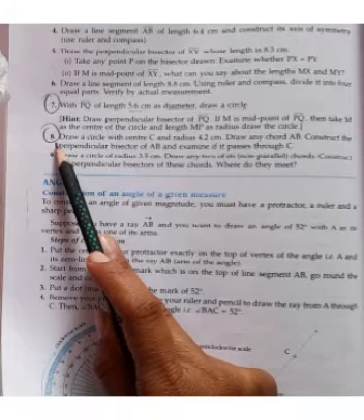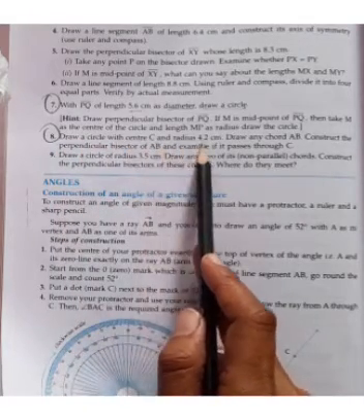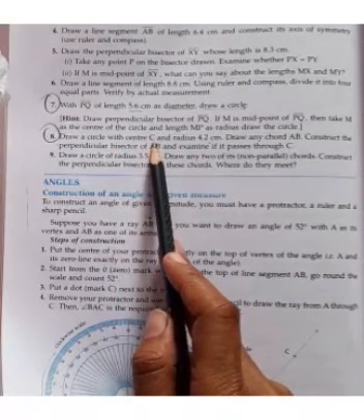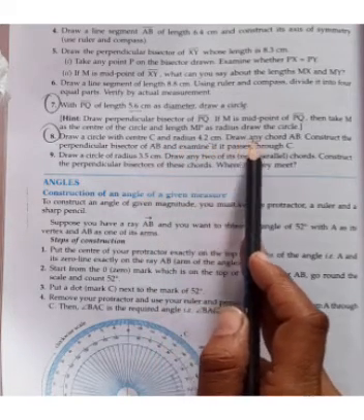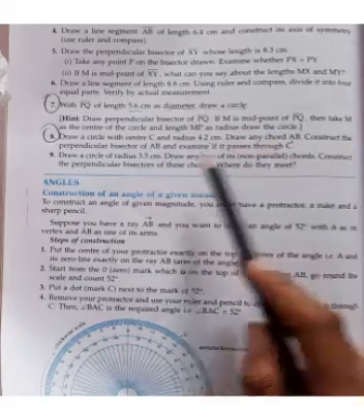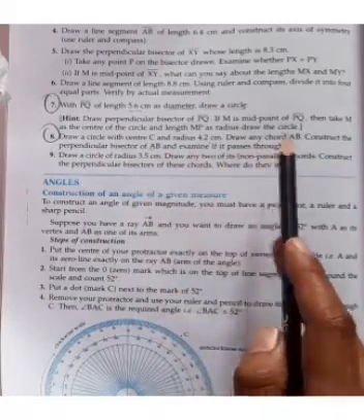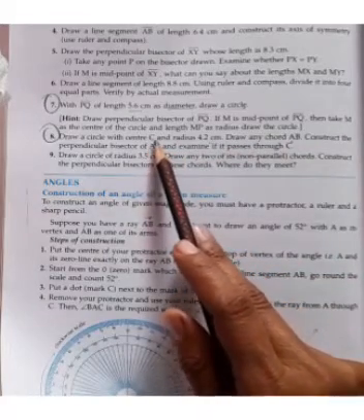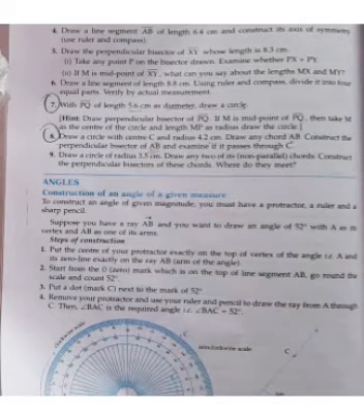Now next we have question number 8. What do you have to do in question number 8? Draw a circle with center C and radius 4.2 centimeter. Draw any chord AB. Construct the perpendicular bisector of AB and examine if it passes through C or not. You have to examine whether the perpendicular bisector of AB passes through C, that is, through the center, or not. So let's get started.